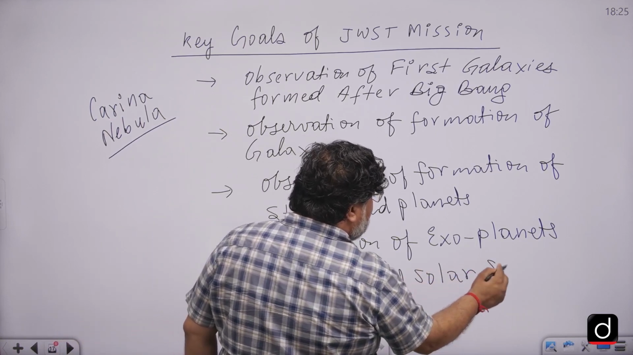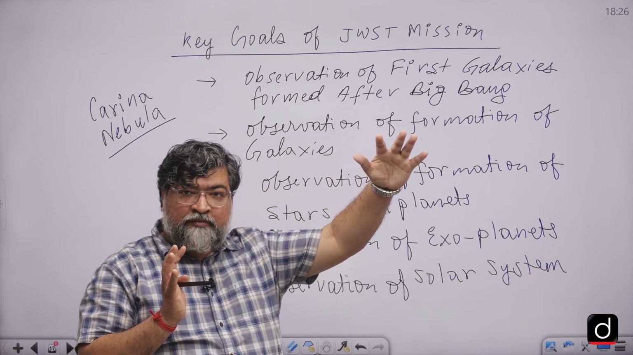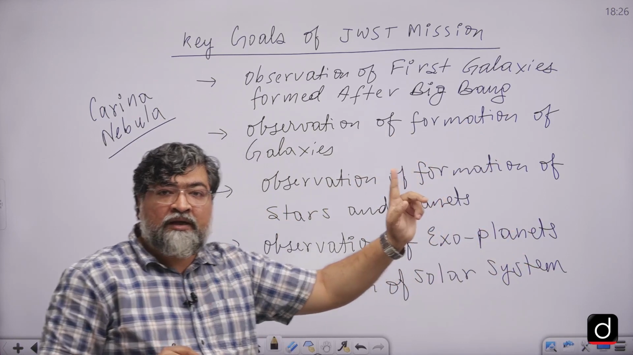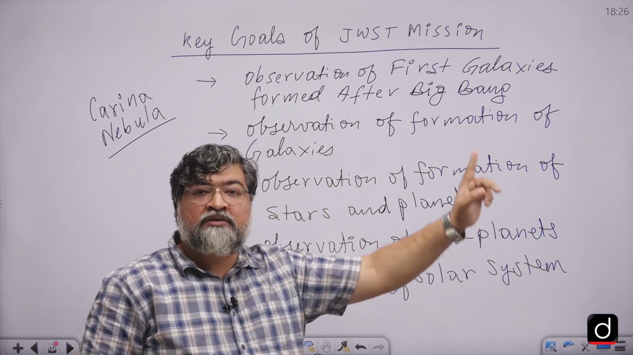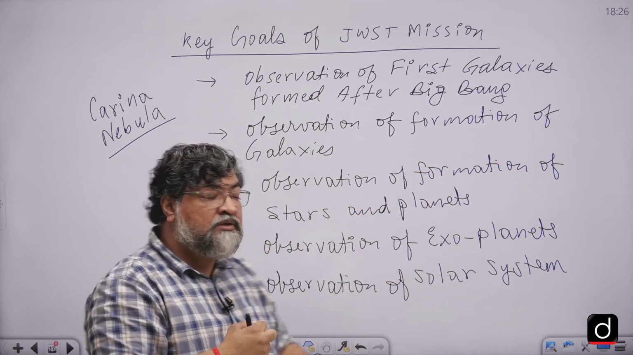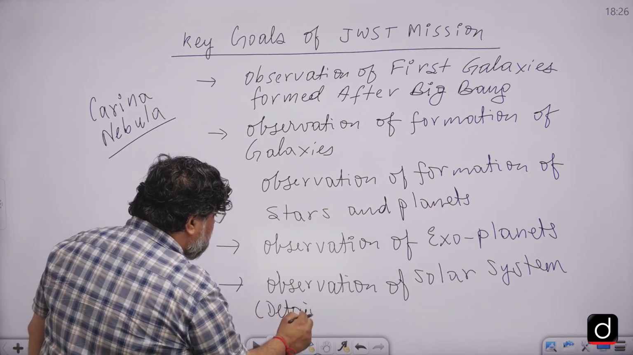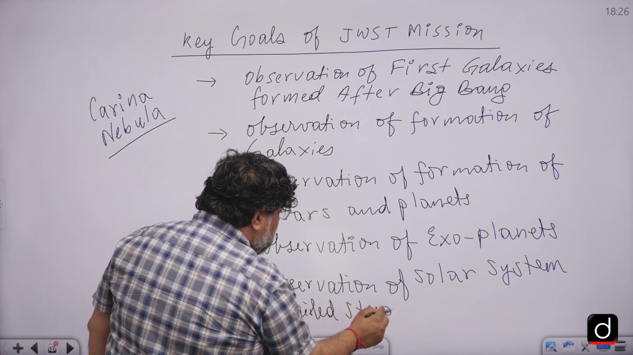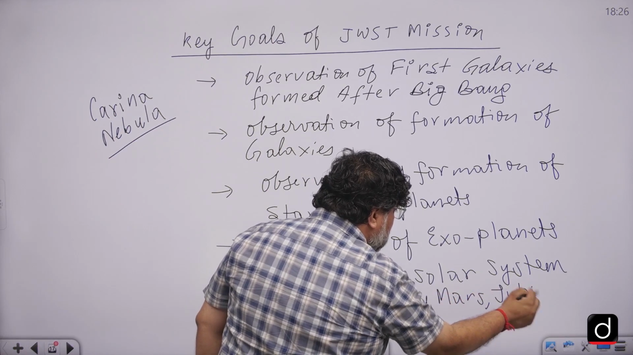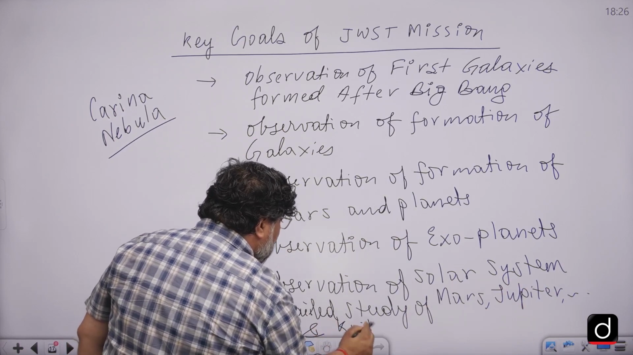Now, if our own solar system is tilted, right, if that mirror and the telescope is tilted by 85 degrees, where it is the back side of the Earth, it can have close observation of Mars, Jupiter, Saturn, Uranus, and also the Kuiper belt, and you can get more detailed information. So here, observation of the solar system, detailed study of Mars, Jupiter, right? Those kinds of planets, and also Kuiper belt objects.